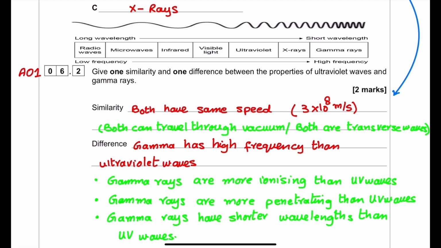Gamma rays are more penetrating than ultraviolet waves because of having high energy. Gamma rays have shorter wavelength than the ultraviolet waves. We can see here the size of the wave is shorter as compared to the size of the wave in ultraviolet radiation.